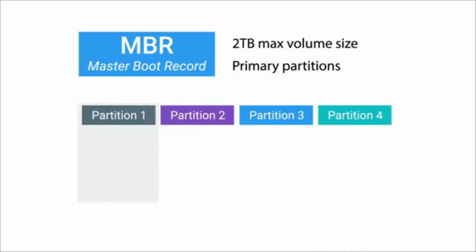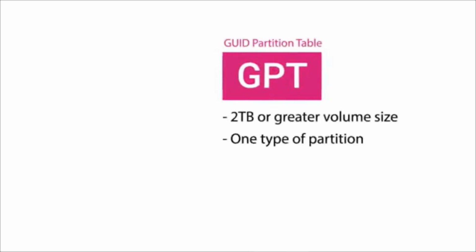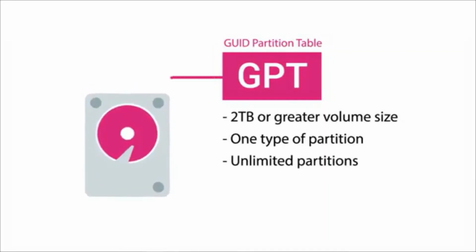If you want to add more, you have to take a primary partition and make it into something known as an extended partition. Inside the extended partition, you can then make something called a logical partition. It's a little odd to get at first, but that's just how the partition table was created. MBR is an old standard, and it's slowly being faded out by the next partition table scheme we'll talk about, GPT. GPT is becoming the new standard for disks. You can have a volume size greater than 2 terabytes, and it only has one type of partition. You can make as many of them as you want in a disk.